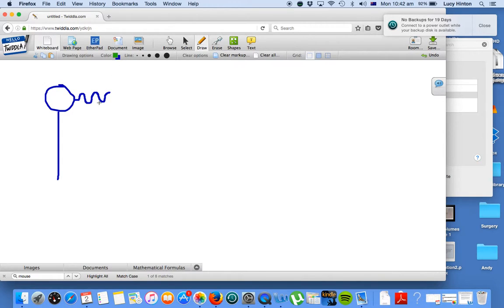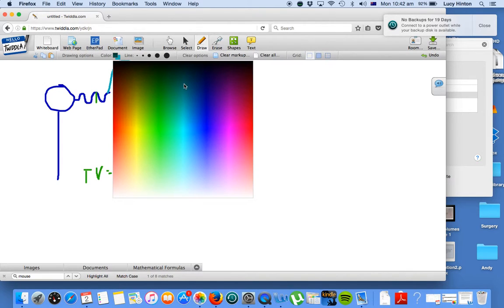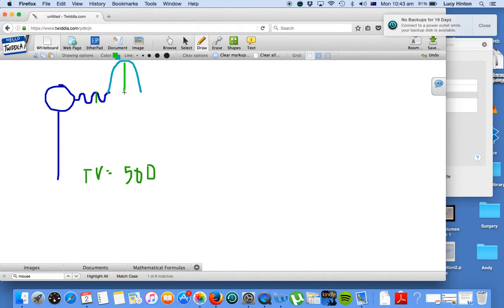This volume is known as the tidal volume, and this in normal adults averages around 500 mils. From the end of normal inspiration to maximal inspiration is known as the inspiratory reserve volume. And this measures around 3,000 mils.